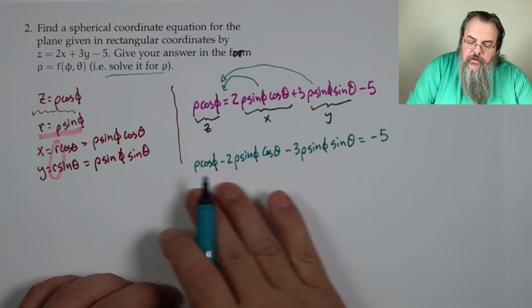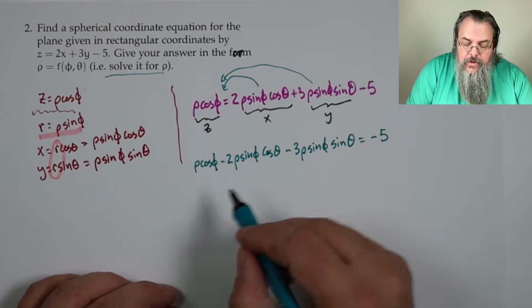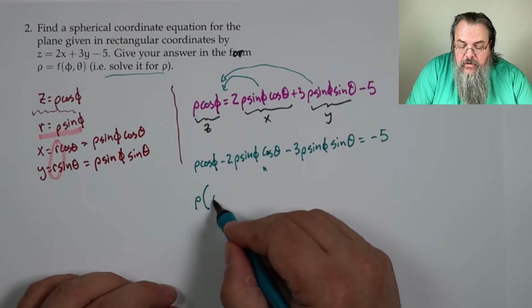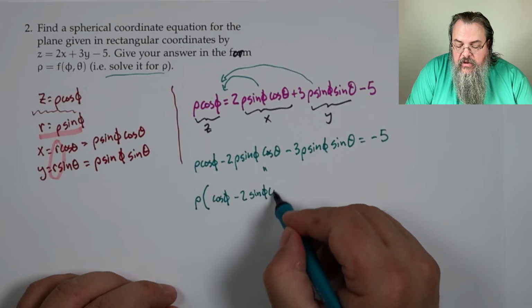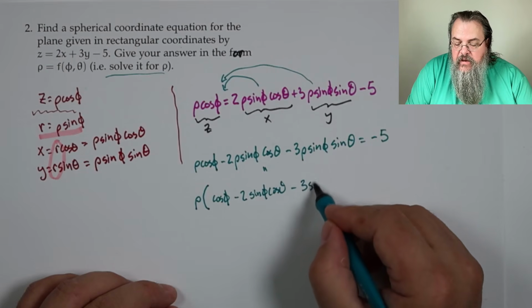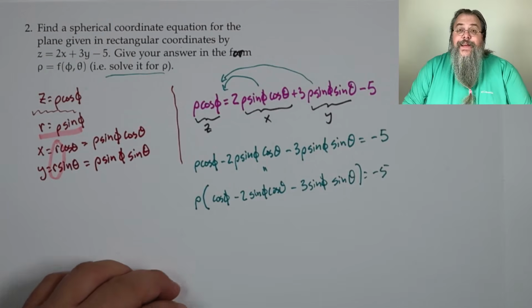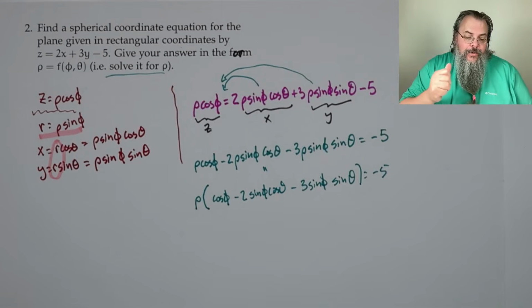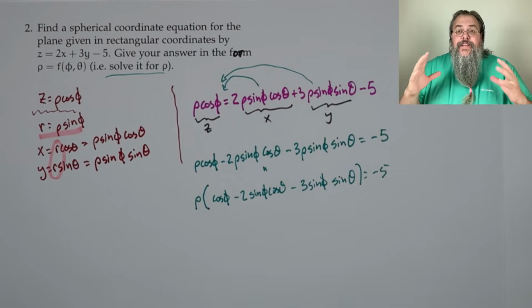Now, we put all the rho's on one side, so everything on this side has a rho in common, which means we can pull it out. So rho times cosine phi minus 2 sine phi cosine theta minus 3 sine phi sine theta equals negative 5. And now we're in our happy place. We have one rho to row them all, right? What's the last thing we need to do? We have to get rho by itself.